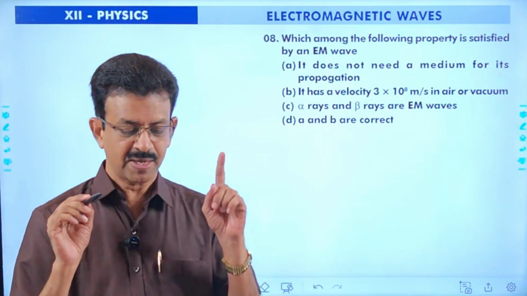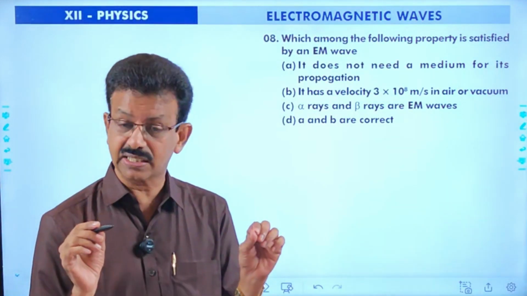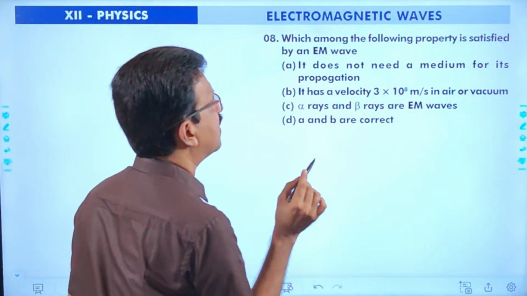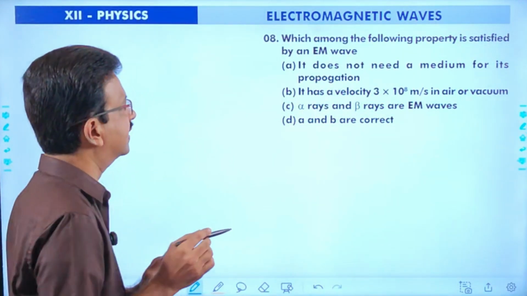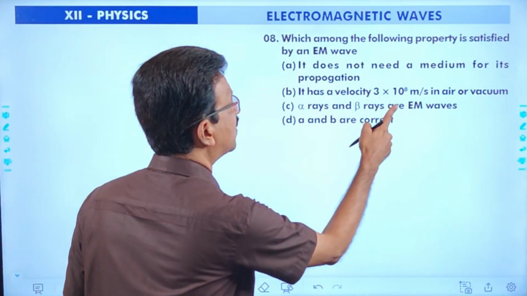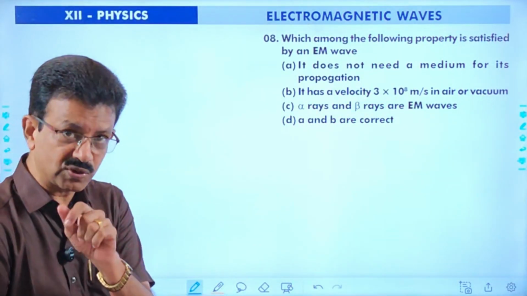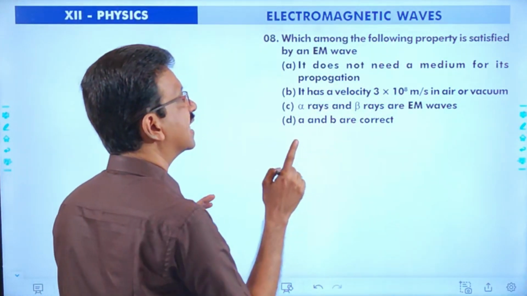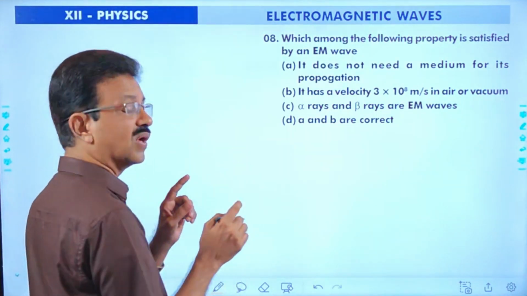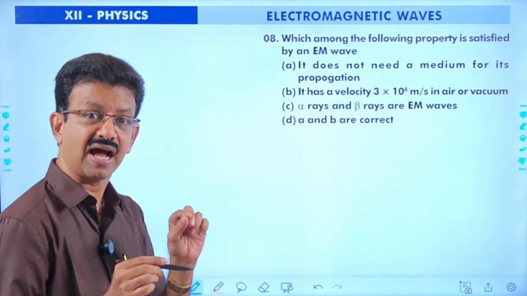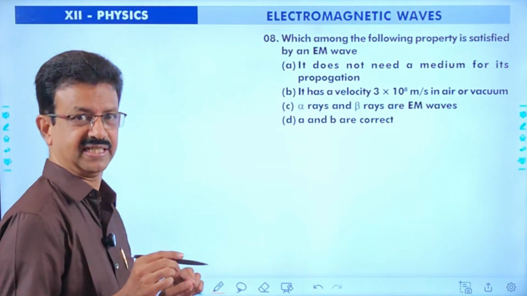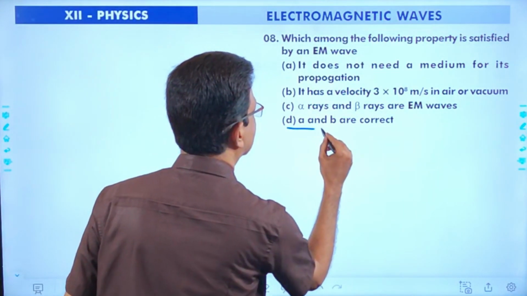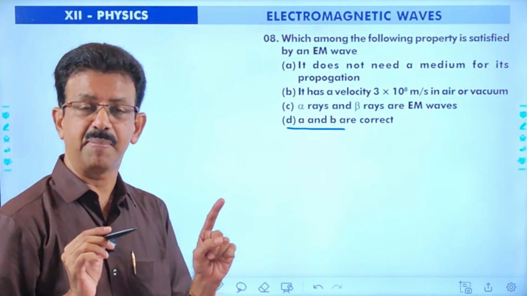Now, which among the following properties is satisfied by an electromagnetic wave? First choice, it does not need a medium for its propagation. It's correct. Second one, it has a velocity of 3 × 10^8 meters per second in air or vacuum. It is also correct. Third one, alpha rays and beta rays are EM waves. It's totally wrong. The alpha rays, beta rays, and gamma rays are radioactive radiations. Now, A and B are correct. First two choices are correct. Therefore, the correct answer is D. A and B are correct.